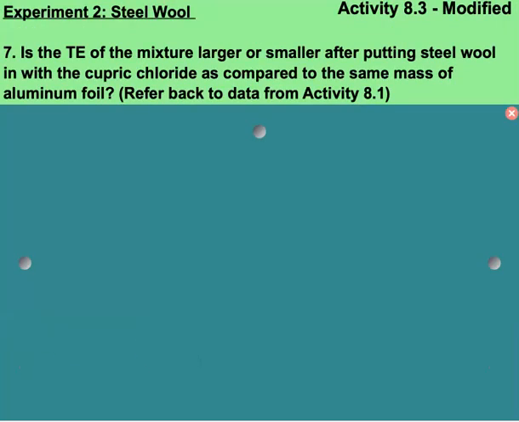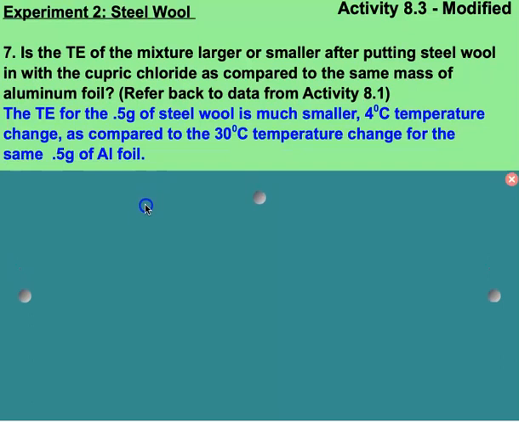So when we look at this next question, is the thermal energy of the mixture larger or smaller after putting in steel wool, again, 0.5 grams versus the 0.5 grams of aluminum foil? Well, folks, the steel wool, 0.5 grams, was much, much smaller. It only changed like 4 degrees Celsius. Again, make sure when you take this data, you use your data from the video. Don't just copy this down. Now, when you compare that to the 30-degree temperature change of the 0.5 grams of aluminum foil, again, you use your data from 8.1. You saw it was a much, much lower, smaller change.